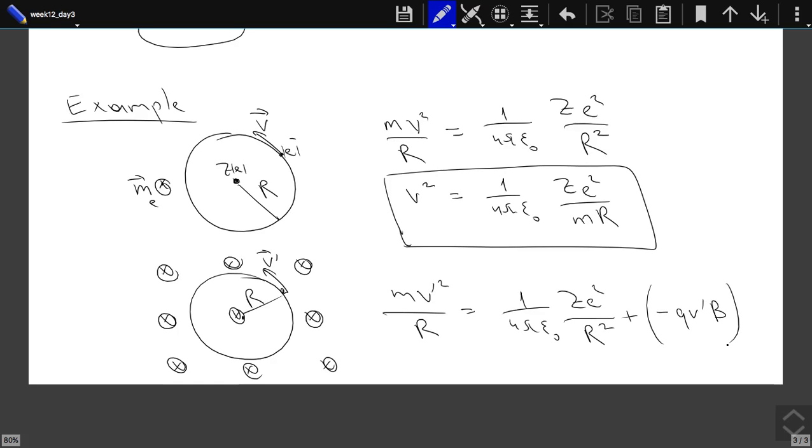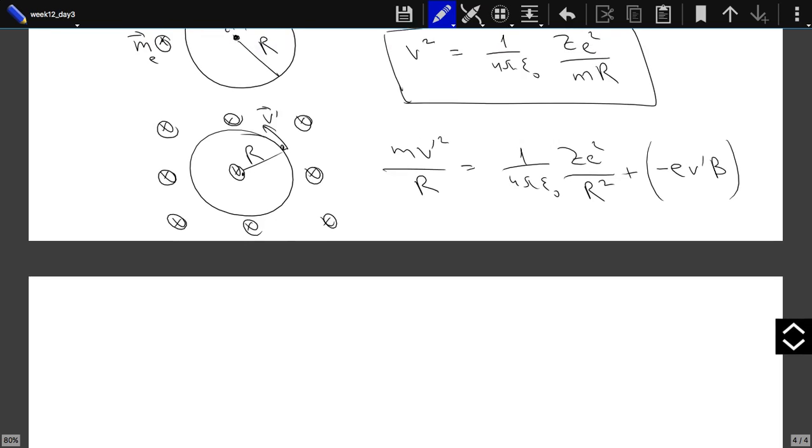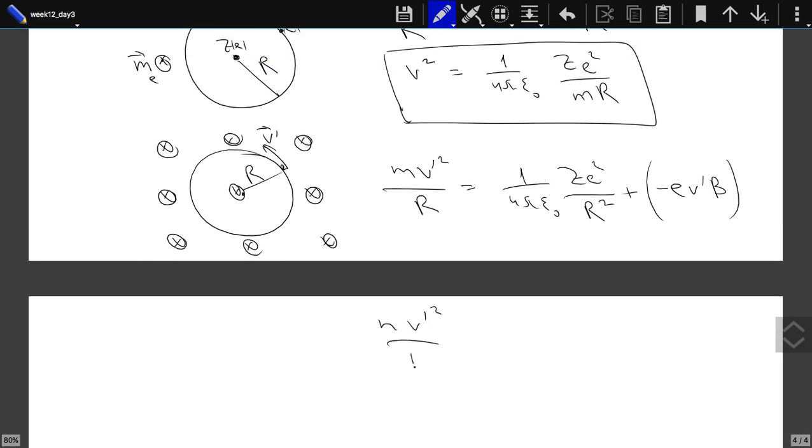Towards the nucleus, the component of the force in the direction of the nucleus has to be mv prime squared over r. This force is created by the electrostatic attraction, plus the force of the magnetic field. I'm just defining E to be a positive number. It's not the charge of the electron. The charge of the electron is minus E. So let's see, mv prime squared over r plus ev prime b.